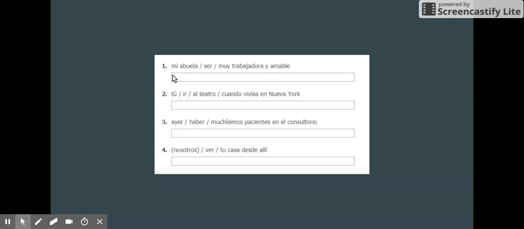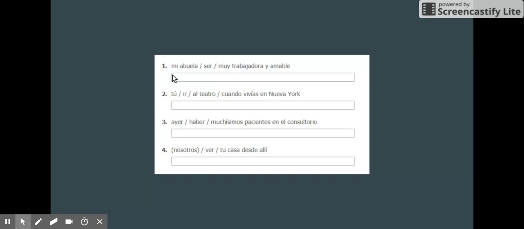For the second exercise, what you have to do is rewrite the sentence, put it all together, conjugating the verb. Number 1: Mi abuela ser muy trabajadora y amable. Well, ser, we know it's one of the irregular verbs. So if we put it together: Mi abuela era muy trabajadora y amable. My grandmother was very hardworking and kind. As you can see, there's really no start or end point to when this grandmother was hardworking. We just know that for an indefinite period of time in the past, she was hardworking and kind.